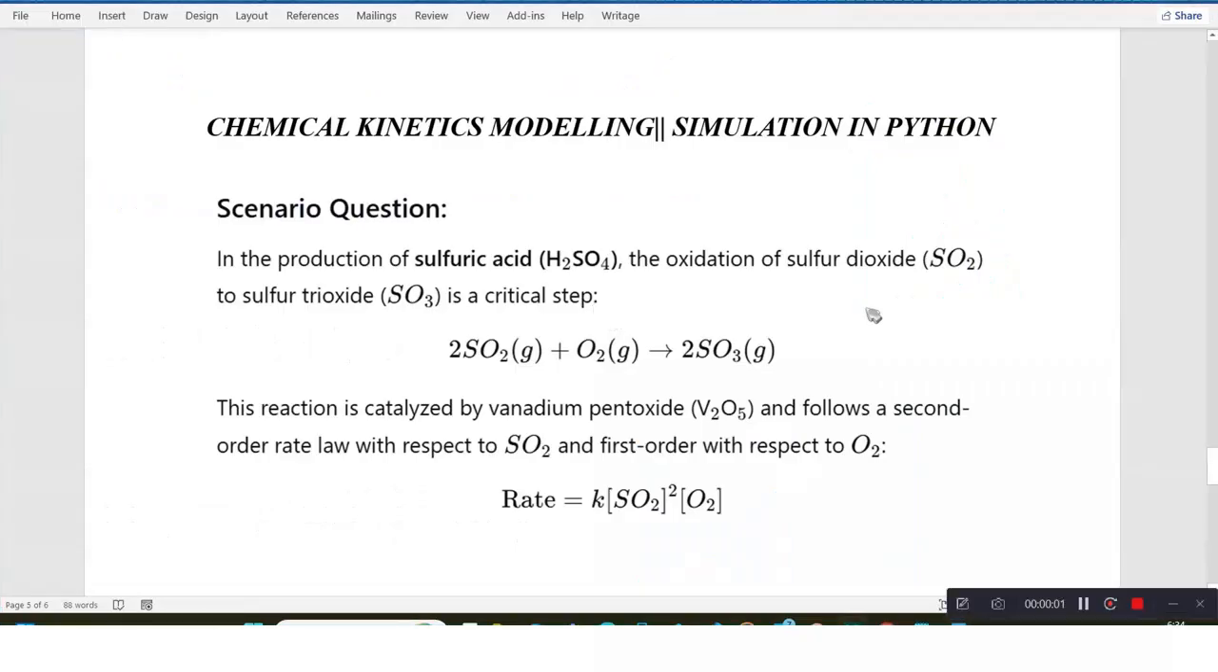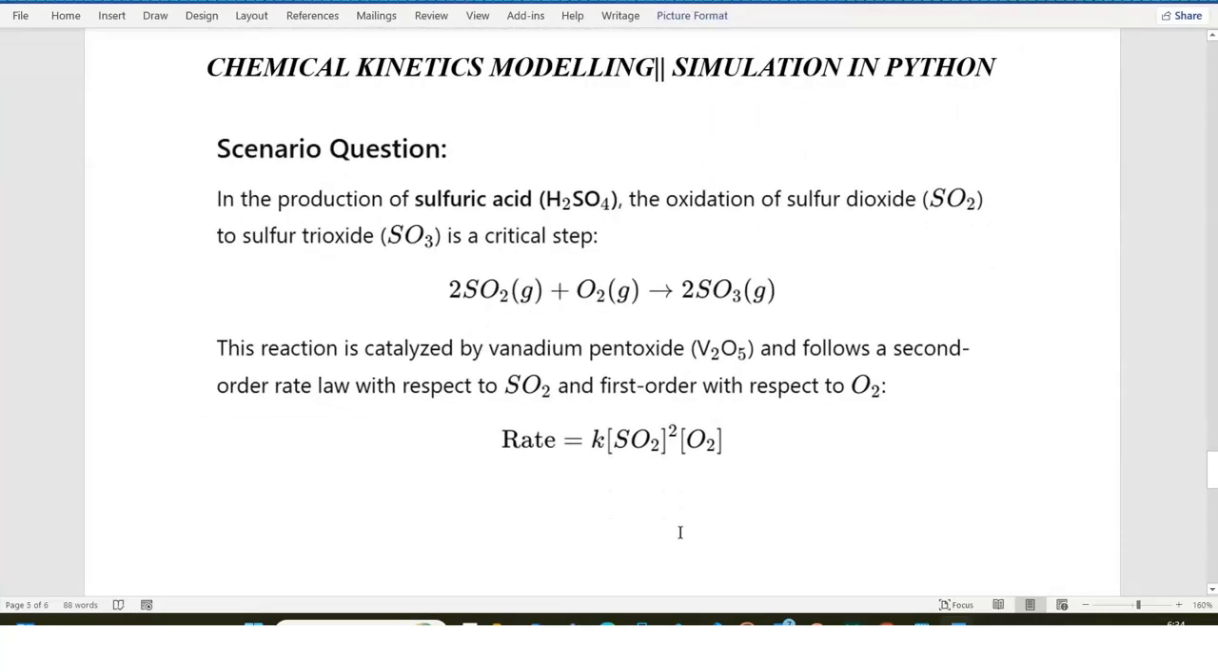Hello, dear chemists. Welcome to this wonderful discussion where we are talking about chemical kinetics, and we are basically going to be modeling this process. So we have a scenario in the production of sulfuric acid, the oxidation of sulfur dioxide. Sulfur trioxide is a critical step.